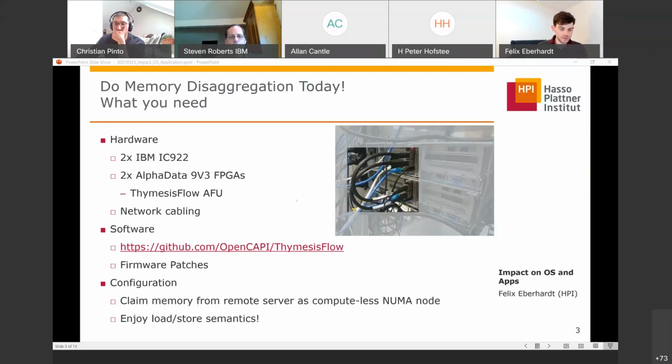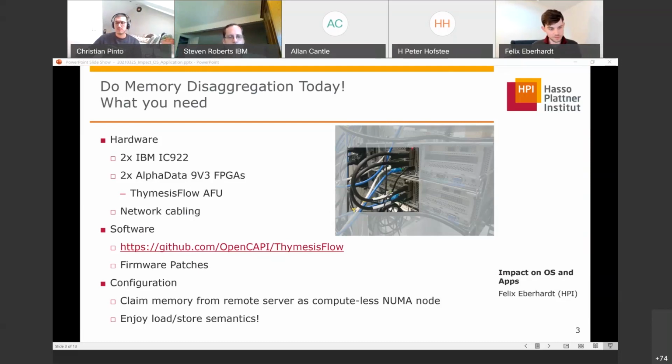So, first, let's talk about the ThymesisFlow prototype we have in our lab. We heard that with Power 10, there will be memory inception. But you can do memory disaggregation today. What you need is basically, from a hardware perspective, two IBM IC922 machines, or two Power 9 servers, two Alpha Data 9V3 FPGA cards with the ThymesisFlow AFU on it, and some network cabling. You can see that on the picture I have here. This is basically from our lab, our memory disaggregation prototype.